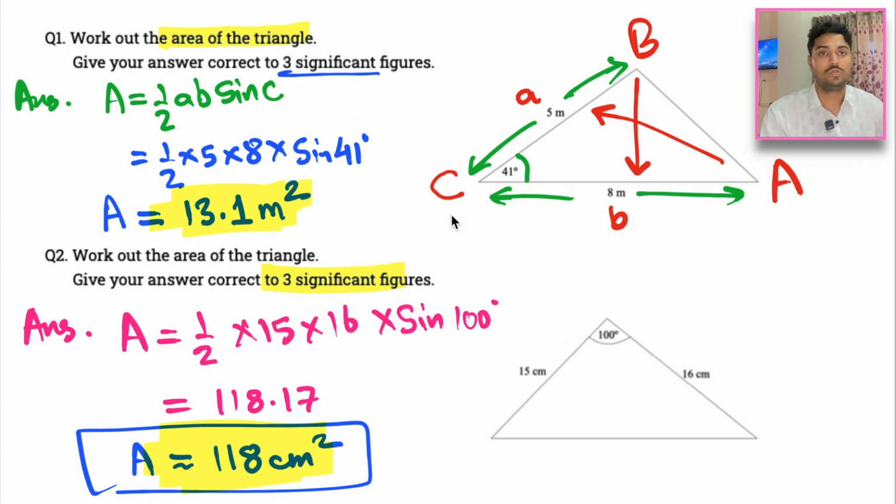So this is how we use the formula and find the area of a triangle which is not right-angled, and the base and perpendicular height are not known to us. So this formula is used. Let's move on to the next question.